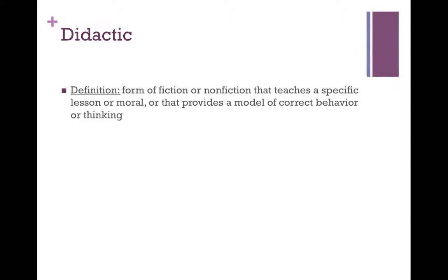The four terms that we'll be going over together are didactic, juxtaposition, litotes, and motif. The first one, didactic, means that it's a form of fiction or nonfiction that teaches a specific lesson or moral, or that provides a model of correct behavior or thinking. So it's something that tells you what you should be doing.